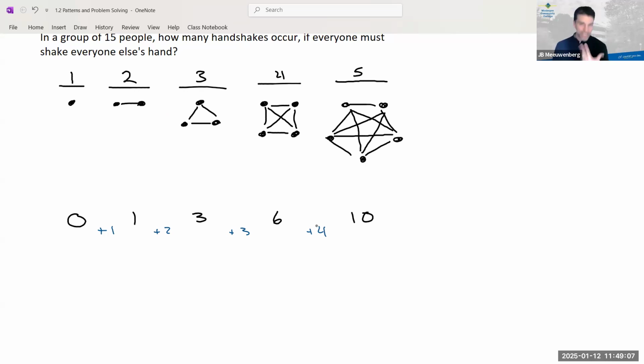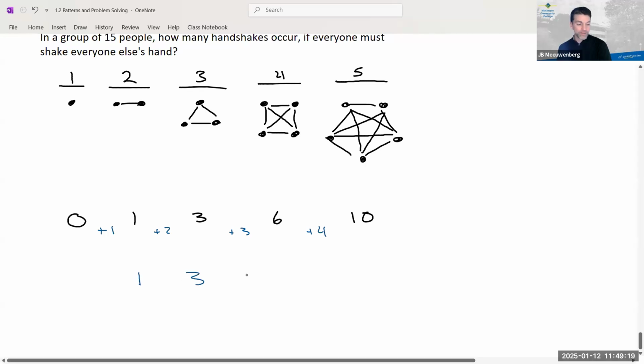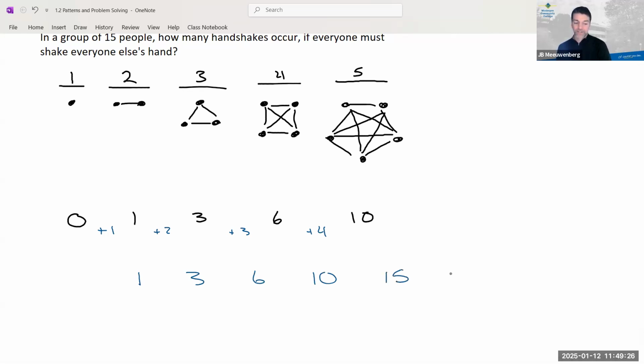Does that look like a sequence that we've already seen? Do you remember the triangular numbers? The triangular numbers were 1, 3, 6, 10, 15, 21. Remember that diagonal of Pascal's triangle? Yeah, 1, 3, 6, 10, 15, 21.